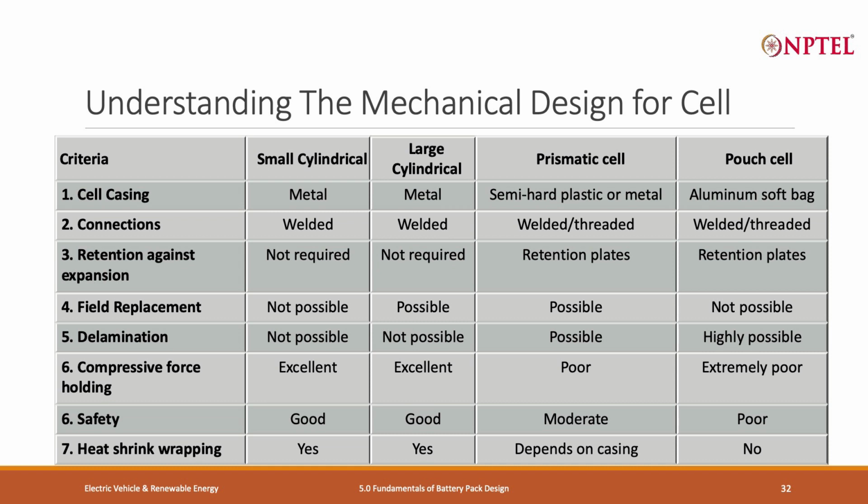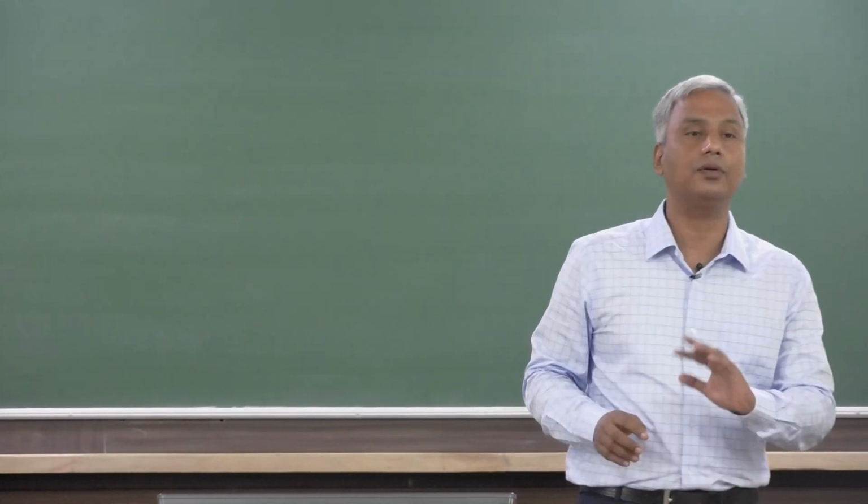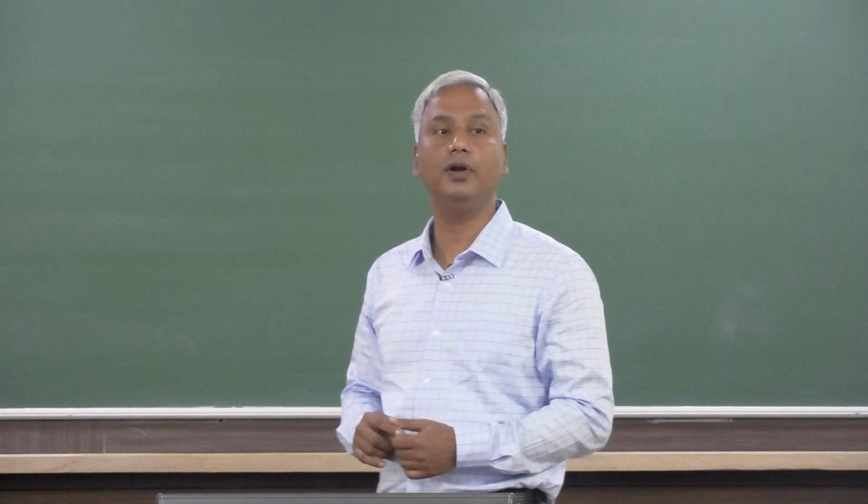Connections, how do we connect these cells together in a battery pack? When we say small cylindrical cells, mostly it is welded. Even for the large cylindrical cells, it's mostly welded joints. The bus bar what we place is mostly welded. Prismatic cell has both the options. The terminals can have a threading option where we can put a nut and connect the bus bars, or the other option is that we can weld also. But as soon as we talk about welding here, then that welding is not easy.